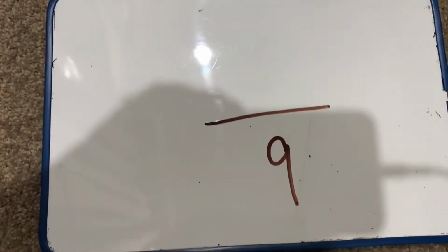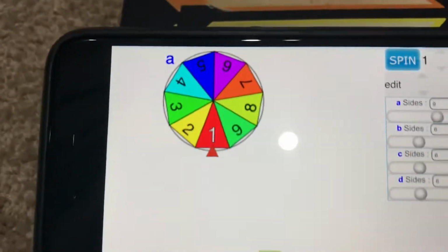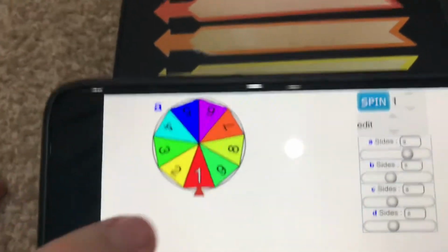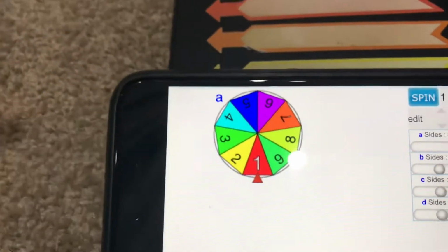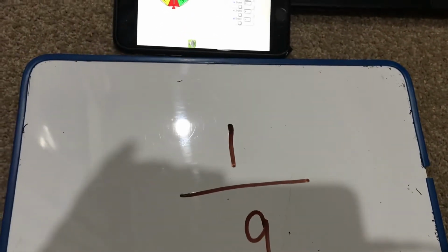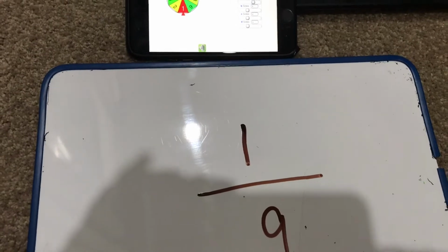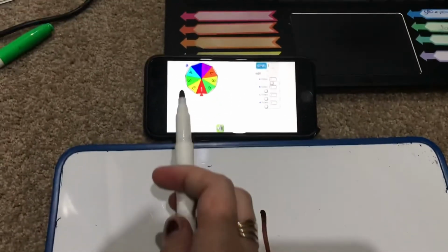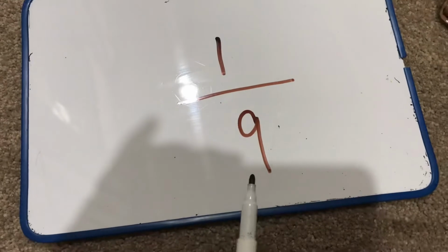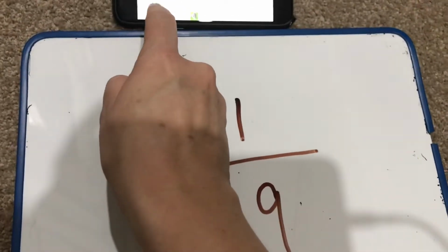If I wanted to know the theoretical chance of spinning a 4, I would need to know how many 4s are on the spinner. There is 1 4 on the spinner. So I will record the number 1 in the numerator. This tells me that if I spin the spinner, in theory, I should spin a 4 1 out of 9 times. So that is in theory. Will this always be the case?